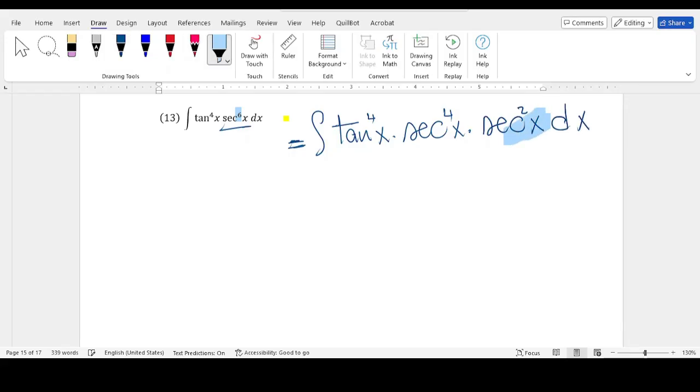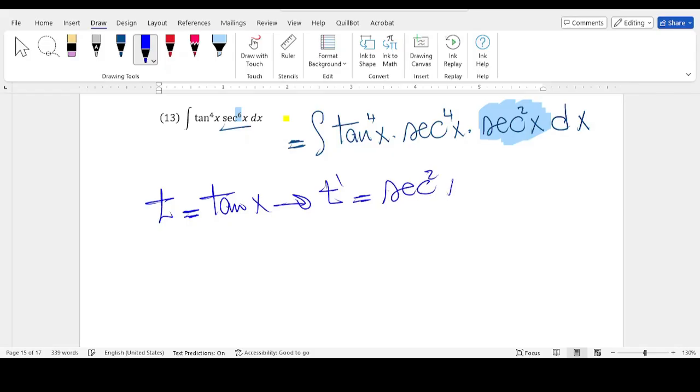Sec to the power 2 is the derivative of tan. So if we let t equal tan x, then t dash will be sec square x. This means that we need to represent the remaining functions of the integrand, after splitting the sec square, as functions of tan. Already here we have tan to the power 4. What about this sec to the power 4?